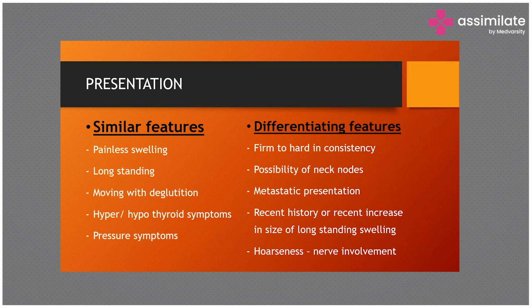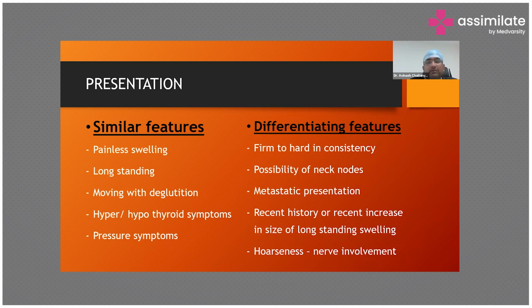both are having painless swelling. Hypo or hyperthyroid symptoms can occur in any patient, and pressure symptoms may or may not occur depending upon the size of the nodule. But what differentiates a benign thyroid from a thyroid malignancy is that the thyroid malignancy will be firm to hard in consistency when compared to a benign nodule, which will generally be cystic or firm, less hard.